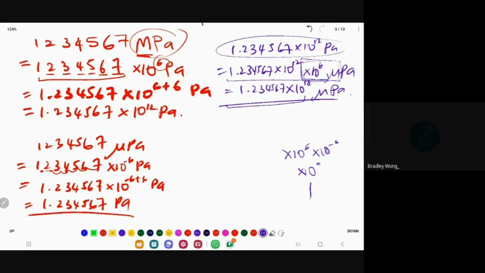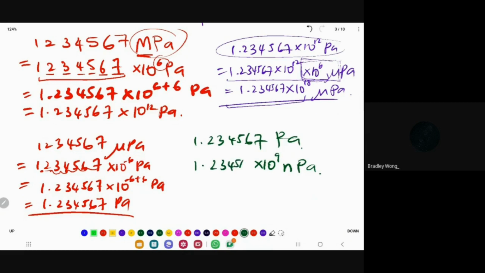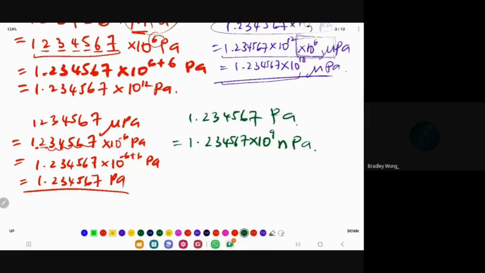Now another one. Let's say this question, 1.23456 Pascal. I want to change to nanopascal then. So I have to times 10 to the power what? And the rest you just copy down. That's it. You have to negate it. If I have 1.245 megapascal, I want to change to Pascal. So mega times 10 to the power 6. Correct? The rest just copy down.